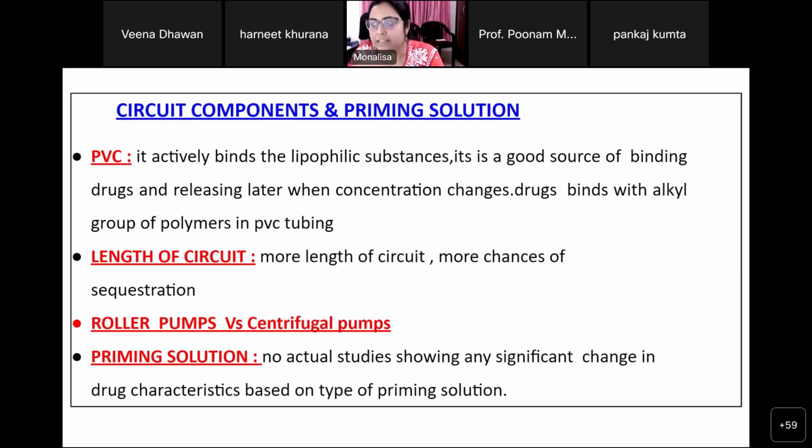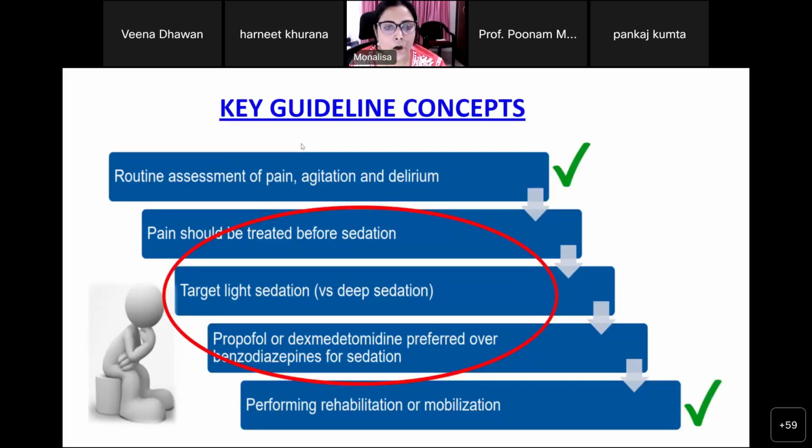The only thing that we have discussed is that when you start priming the circuit, you're going to increase the volume of distribution and cause hemodilution in the patient. So you need to be aware of that.